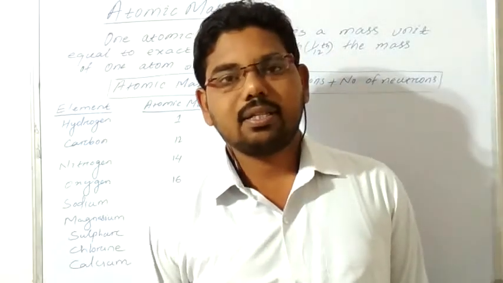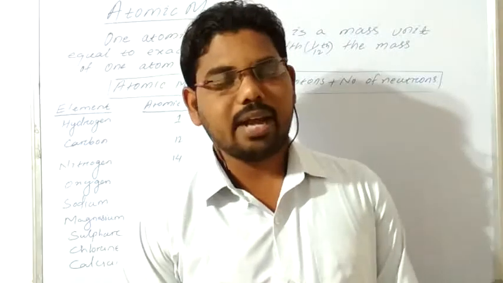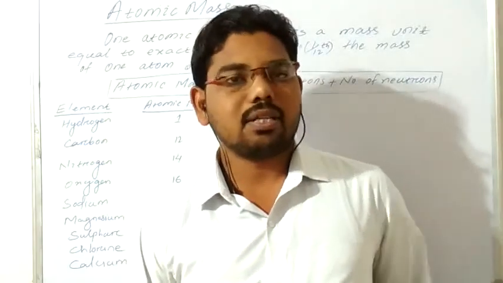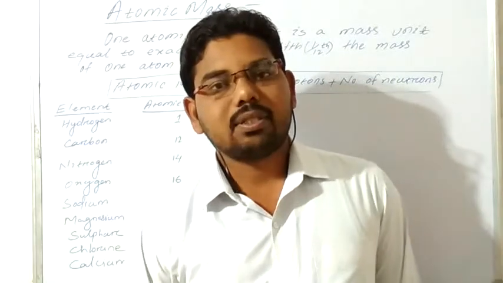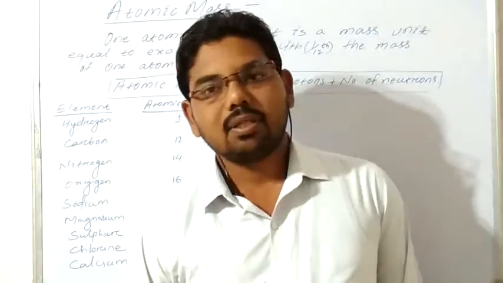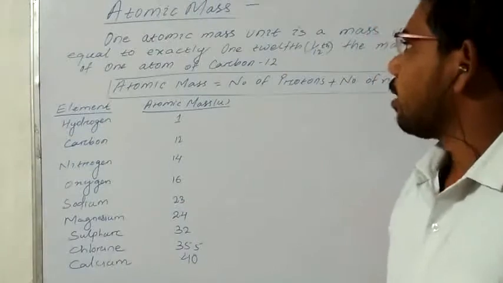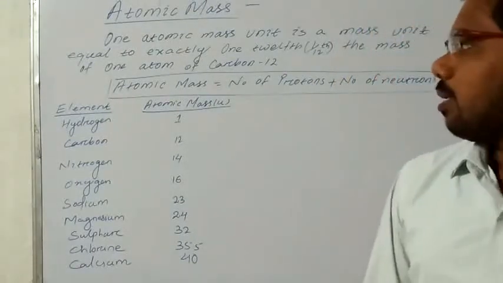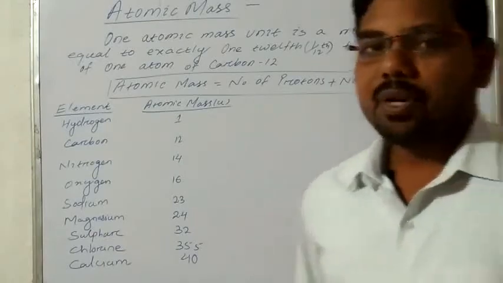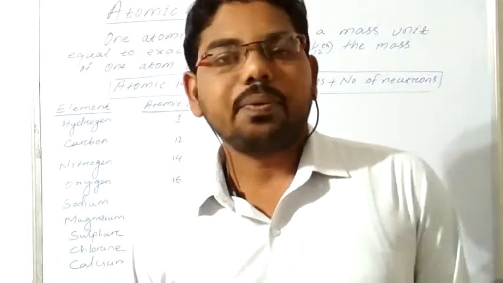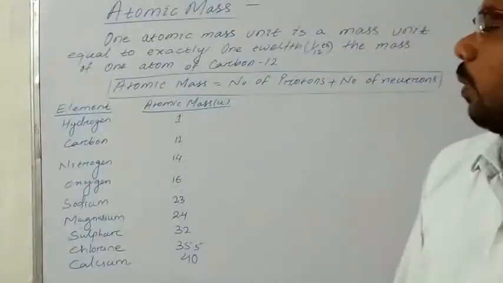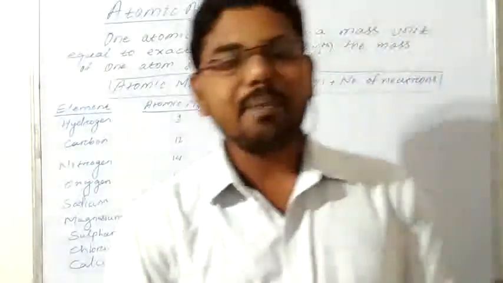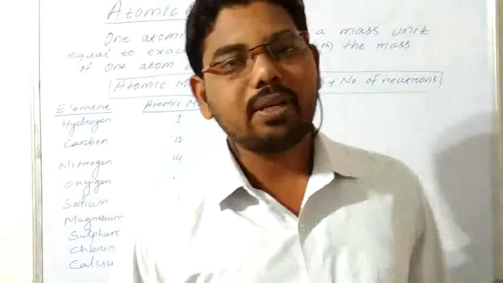Today we discuss class 9 science chapter 3, atoms and molecules. In this chapter's last class we discussed atoms and their symbols. So today we discuss what atomic mass is and what the importance of atomic mass is. All elements have fixed atomic numbers.